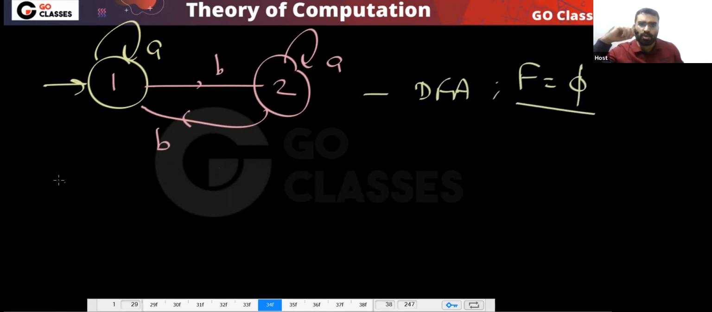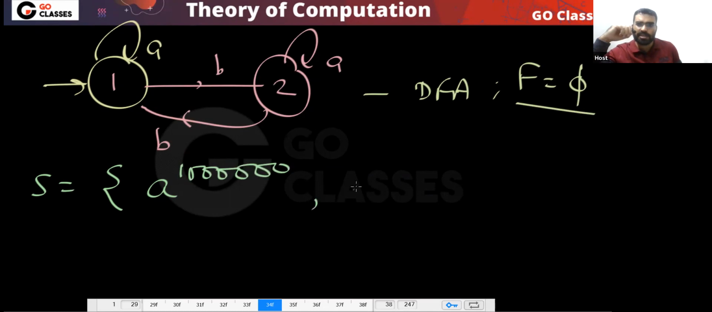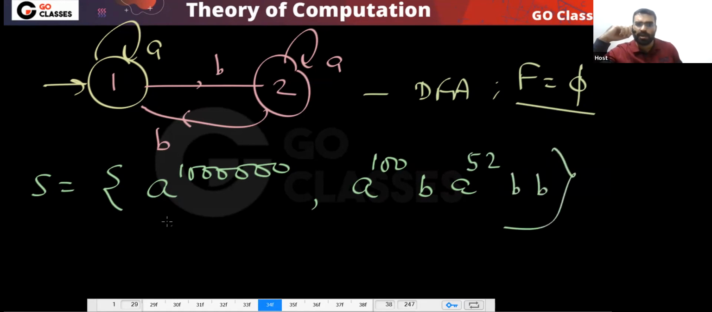Now you tell me. If I give you a set of 2 strings, one is this string, and another string is a power 100 b, and then you have b. There are two states and two strings. So what can you say? You can say that they are going to different states. Yes or no?